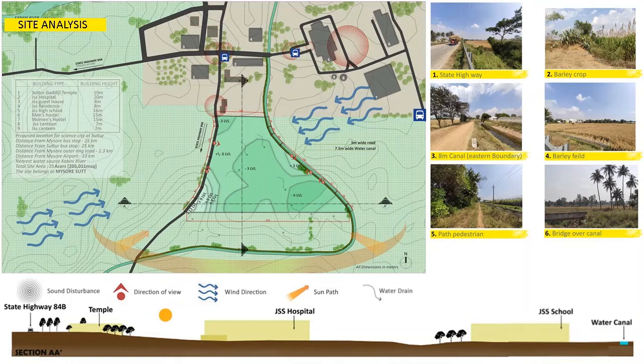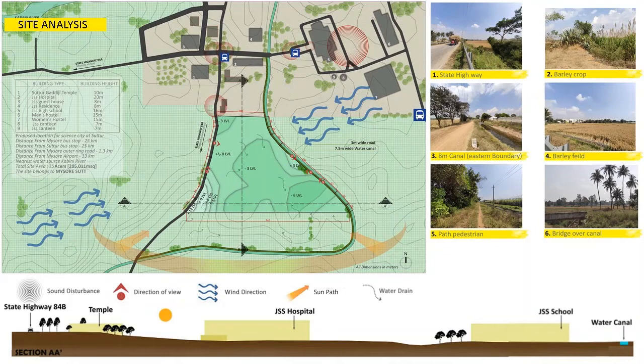As we can see below, the site is actually used as a farmland to grow barley. The neighboring sites are also used as farmlands to grow various crops. The northern boundary is actually shared with the hospital. There is a state highway that is running along the western boundary of the site, and a canal that is running along the eastern boundary of the site.